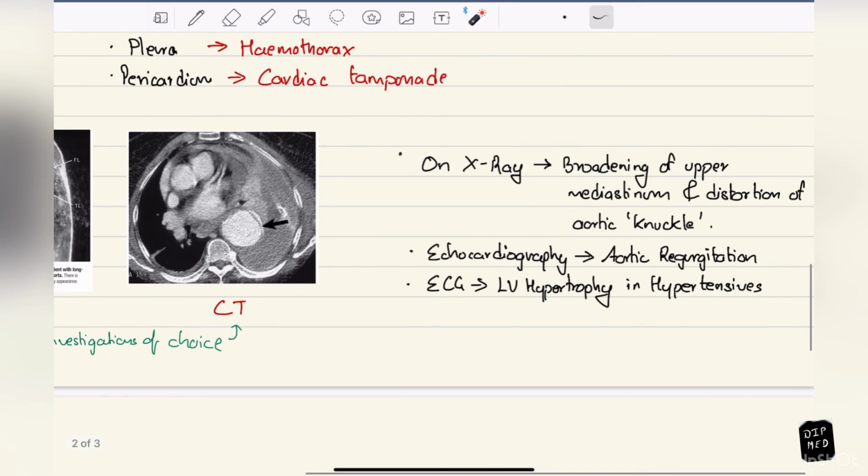X-ray is usually not that fruitful, but if we do, we can see broadening of the upper mediastinum and distortion of the aortic knuckle. On echocardiography, there can be aortic regurgitation, and on ECG, it will show left ventricular hypertrophy in hypertensives.